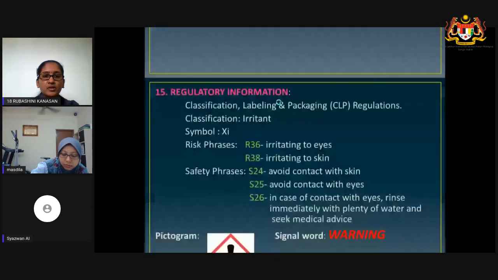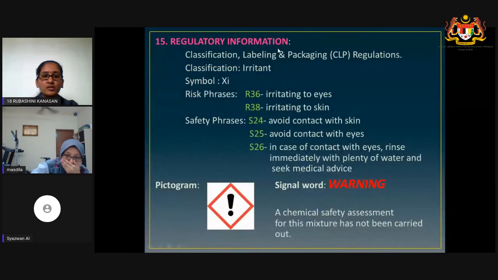Okay, for the regulatory information, classification, labeling, packaging. Classification as an irritant, that's the symbol for the irritant. There's a risk phrase, irritating to eyes, irritating to skin, and safety phrase, avoid contact with skin and avoid contact with eyes. In case of contact with eyes, rinse with plenty of water, seek medical advice. The signal word is warning, pictogram as shown before. A chemical safety assessment for this mixture has not been carried out.